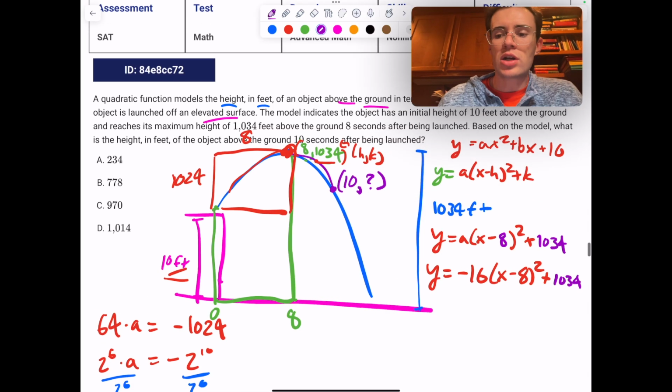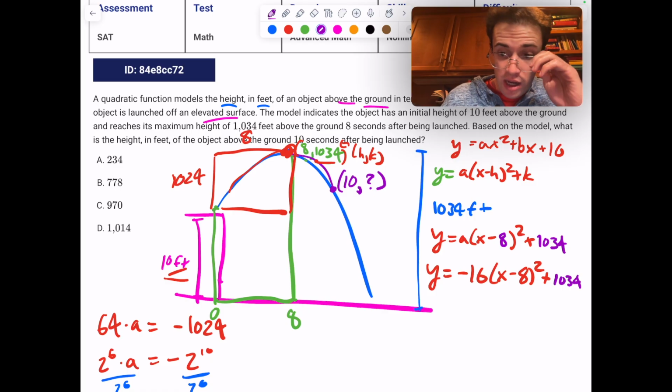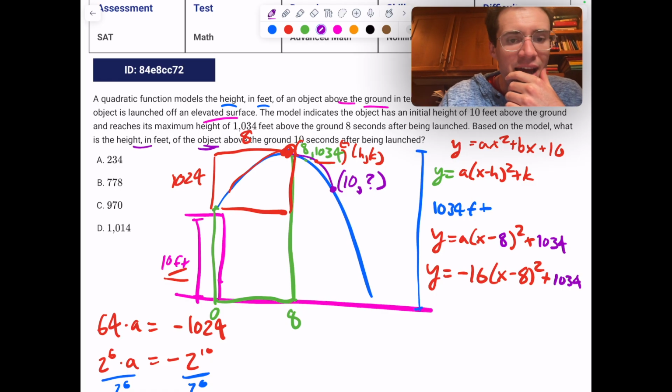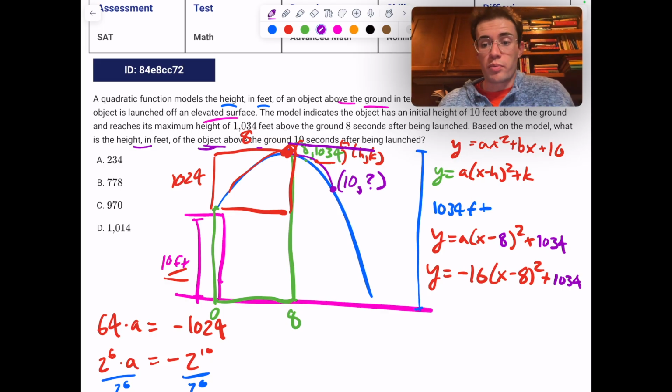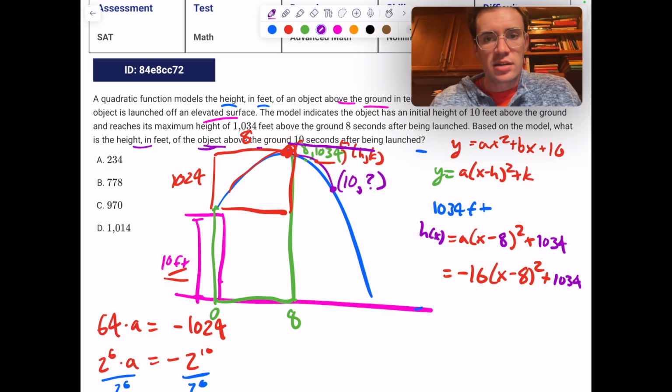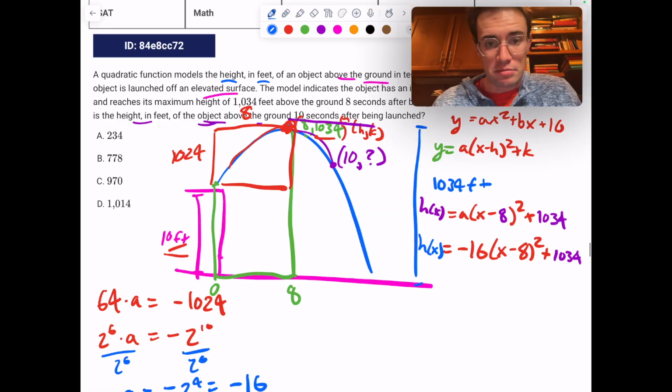All right, and we're not trying to figure out what the a value is. We're trying to figure out what's the height 10 seconds after being launched. So basically, we could also write this as f of x, or maybe h of x for height. So what's the height when x is equal to 10?